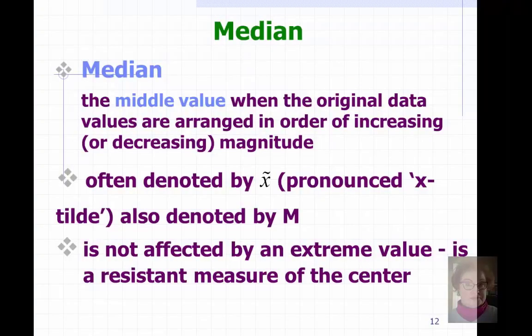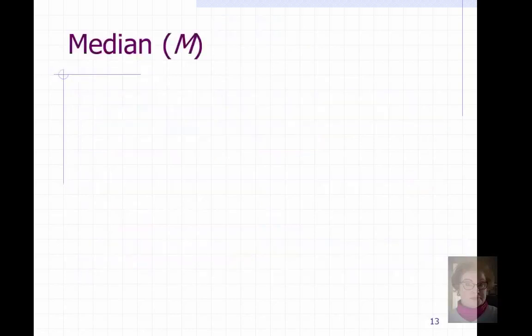Now the median is the middle value. When you put your data values in order, then the median is the middle value. Your book uses X tilde, a squiggle line above the X, to stand for median, but in a lot of textbooks it's denoted by a capital M. The good thing about the median is that it's not as affected by extreme values, so it is a resistant measure of center.